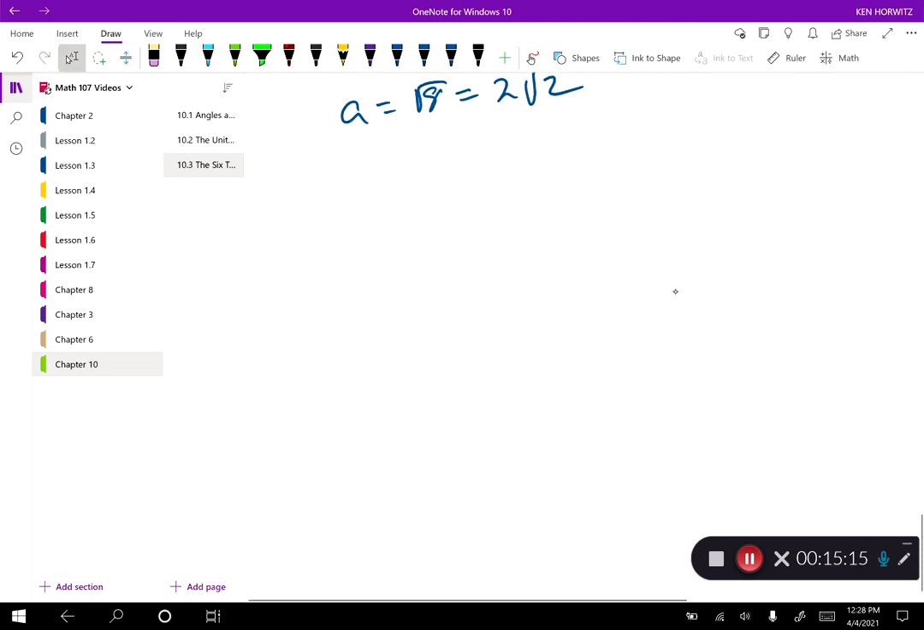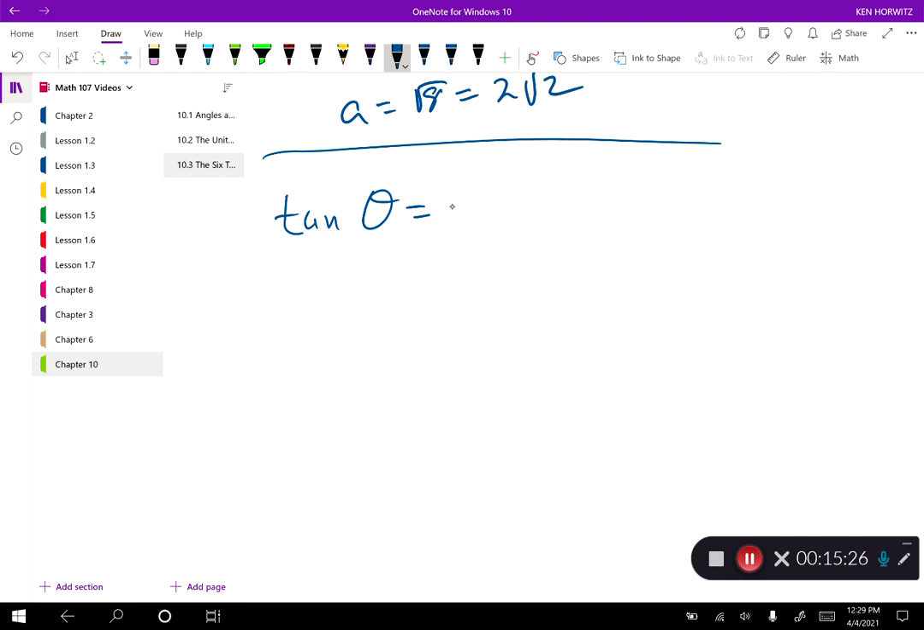I hope you don't mind. All right, so the tangent is going to be the sine divided by cosine. So tangent of theta. Now remember, we don't know what angle this is. This is not necessarily an angle on the unit circle. We're not being asked what angle it is. That's why we keep saying theta. So 2 radical 2 over 3 divided by my cosine, negative 1/3.